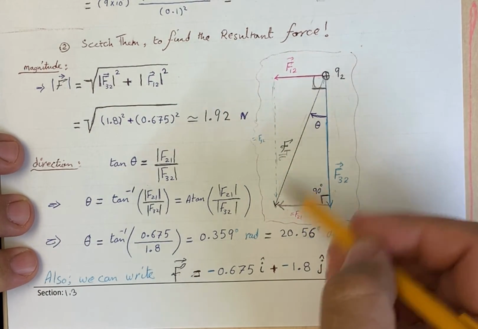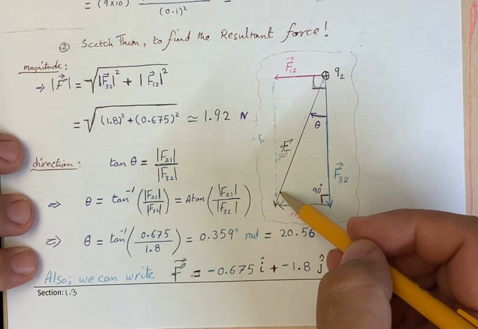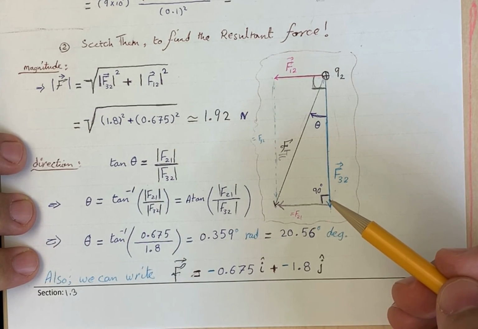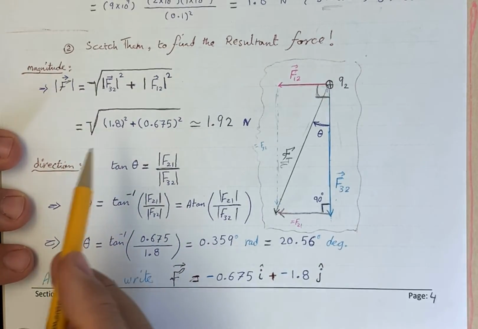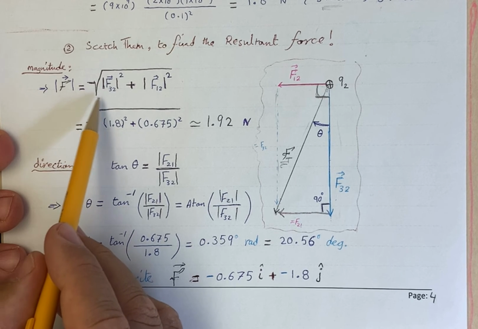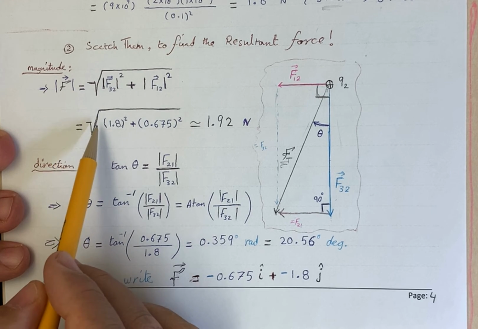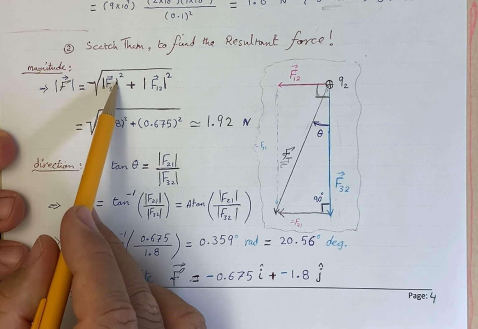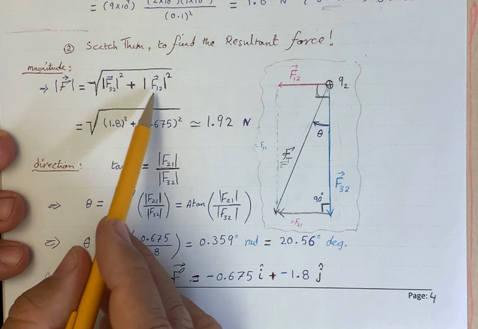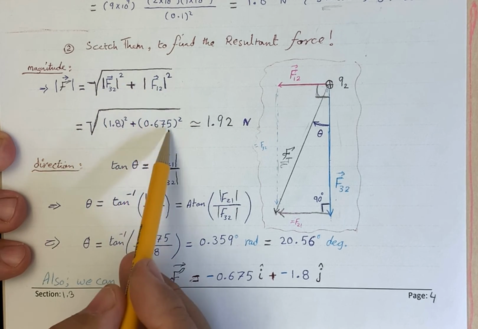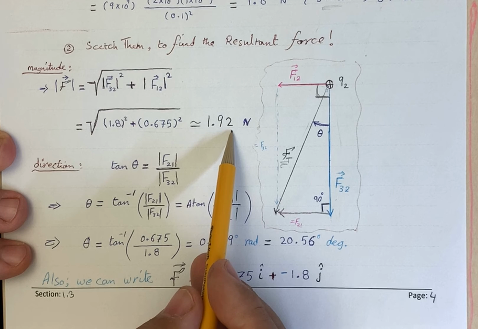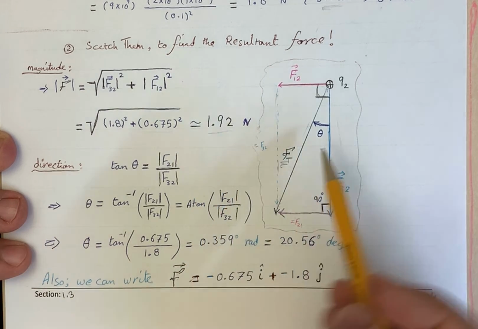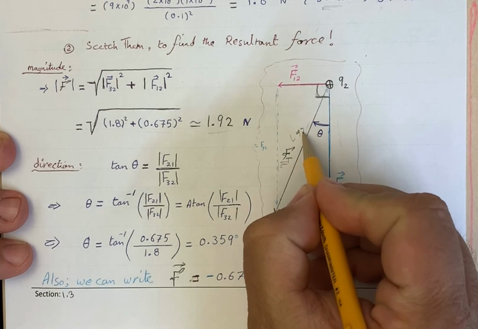What is the length of this force or this vector? We can use the Pythagorean law to find that, which is F32 squared, the length of it, plus the length of F12 squared, which equals 1.92 newtons. So this is 1.92.